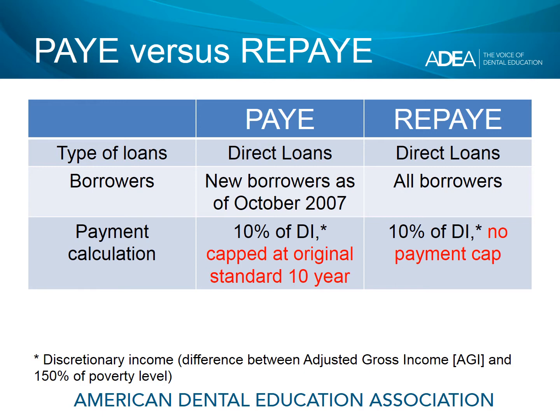The payment calculation under both PAYE and REPAYE is the same. It's 10% of discretionary income. By the way, IBR is 15% of discretionary income. That's why the payments under IBR are higher. But notice under PAYE, you are never required to pay more than the original standard 10-year amount. That's a protection that's available under Pay-As-You-Earn that is not available under Revised Pay-As-You-Earn. With REPAYE, you always pay 10% of discretionary income. There is no payment cap.